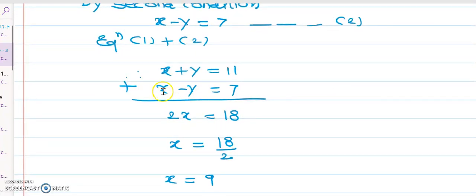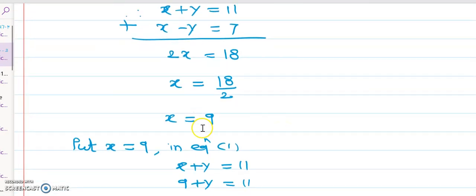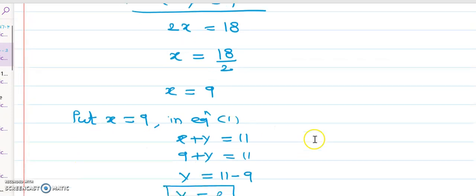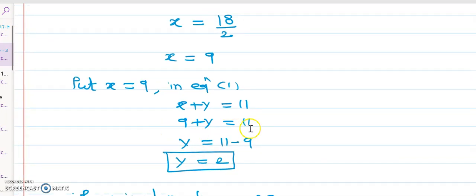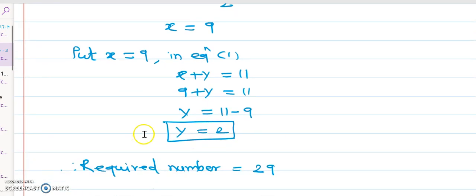If you add these two equations, x plus y equals 11 and x minus y equals 7, then plus y and minus y get cancelled, and you get 2x equals 18. Therefore x equals 18 upon 2, x equals 9. Now put the value x equals 9 in equation number 1, that is x plus y equals 11, so 9 plus y equals 11. Therefore y equals 11 minus 9. Therefore y equals 2. Therefore the required number is 29.